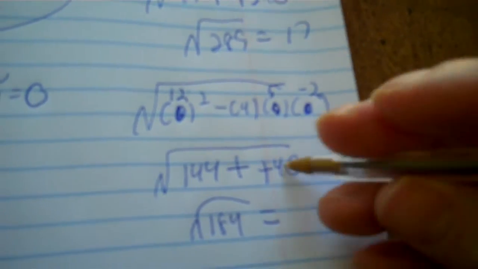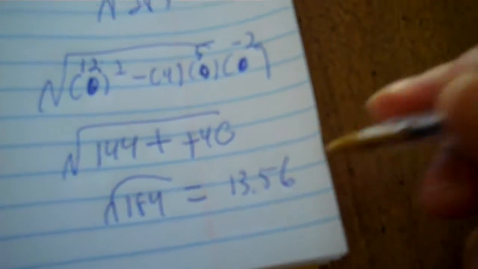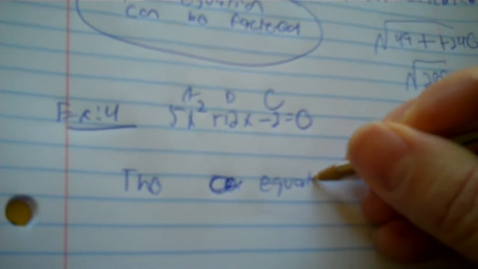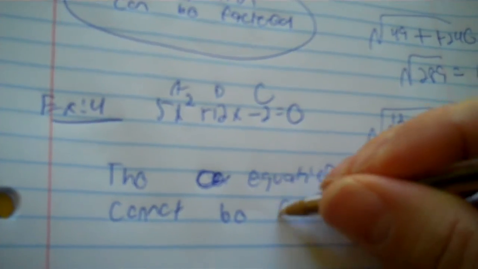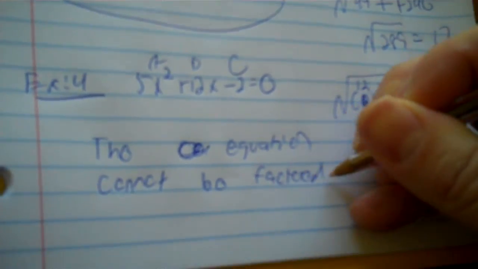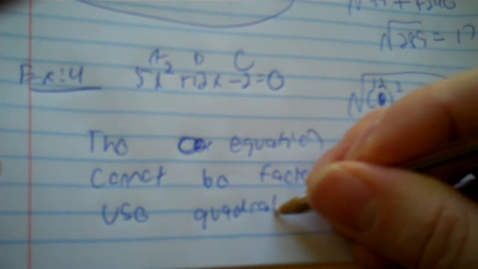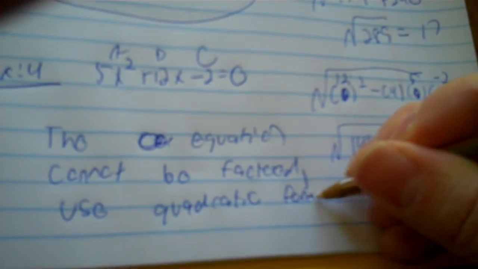13.56. We got a decimal. Okay, it was irrational. I'm rounding it. Anytime I get an irrational decimal like that, the equation cannot be factored, comma, use quadratic formula. If you had to solve it, you don't have to solve them, but.